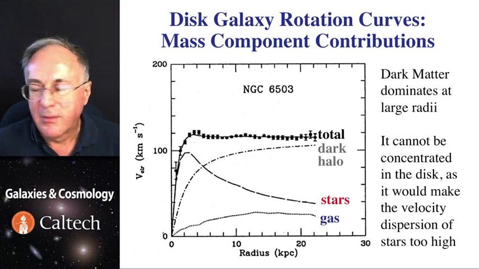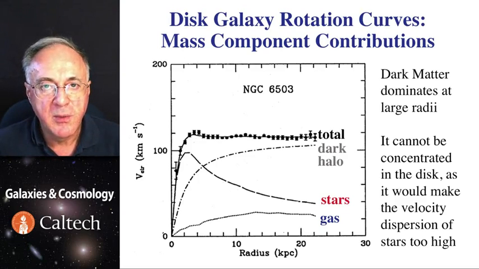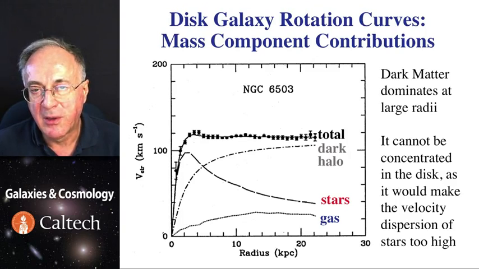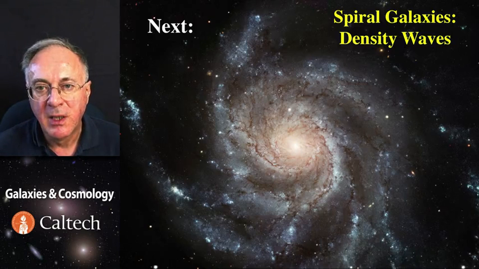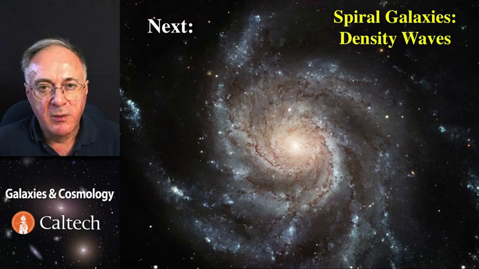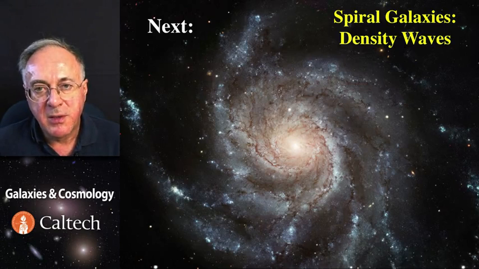Here is the typical spiral galaxy rotation curve with its decomposition into the bulge, disk, and dark matter components. We spoke about this extensively when we talked about dark matter, so I will not dwell on this much further. And next, we will look at where does the spiral structure come from.